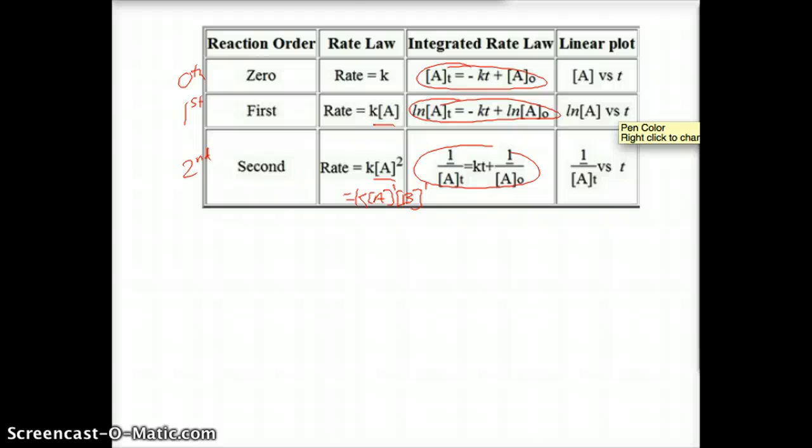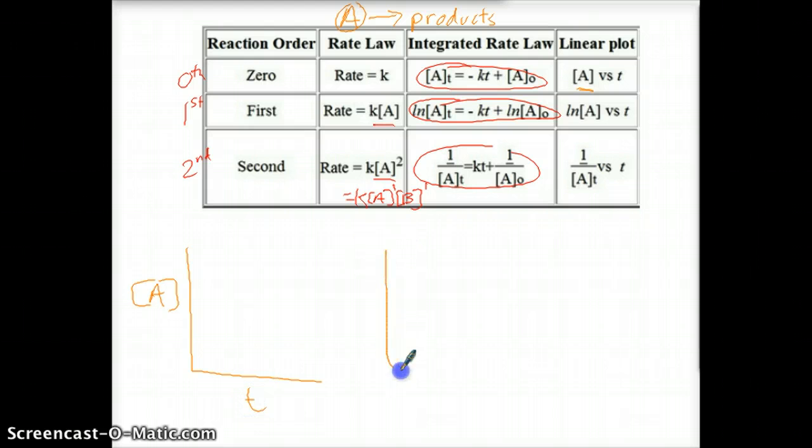And you measure the concentration of, let's say we're doing some reaction, A to products. We set up this reaction and measure the concentration of A at 0 seconds, and then at 10 seconds, at 20 seconds, at 30 seconds. We measure how the concentration of A is changing over time. If we take that information and graph it in 3 ways: we graph the concentration of A versus time, the natural log of the concentration of A versus time, and 1 over the concentration of A versus time.